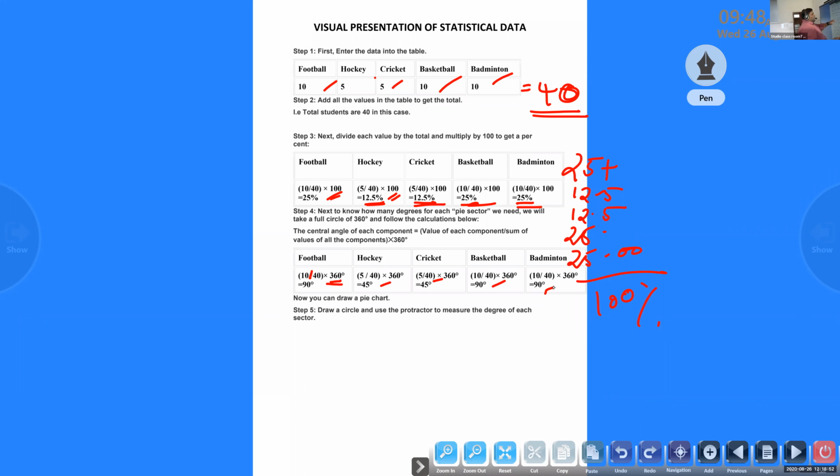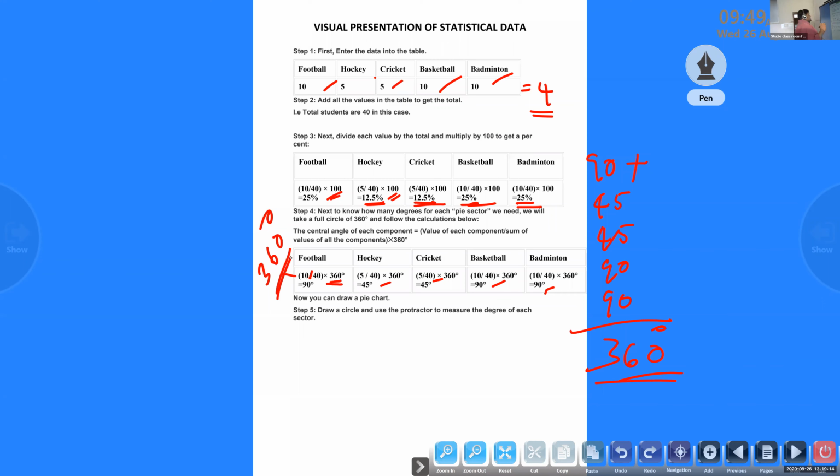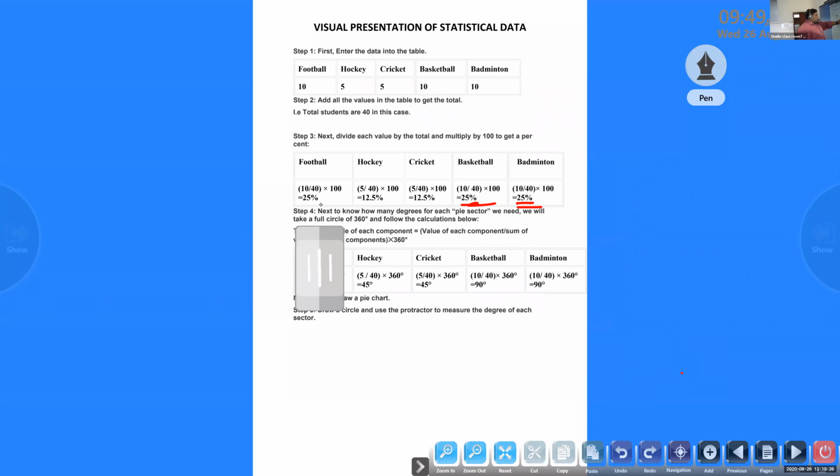So add all these together, what will come? 360. 90 plus 45 plus 45 plus the two 90s. So the total answer is 360 degrees. The total angle of a circle, we know, is 360 degrees. So there is no mistake in this calculation. If you make any calculation errors, the construction will go wrong. That is the importance of a pie diagram. I hope new students are also able to understand the method.